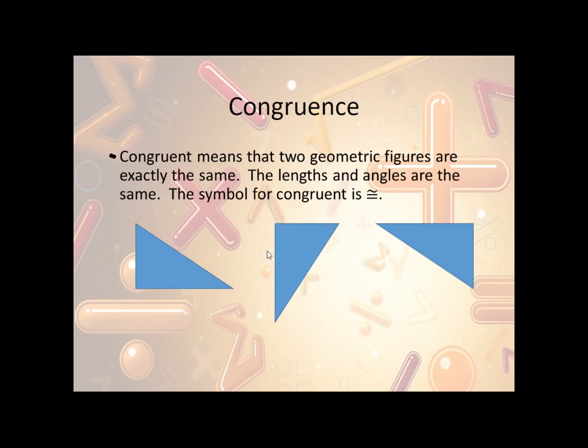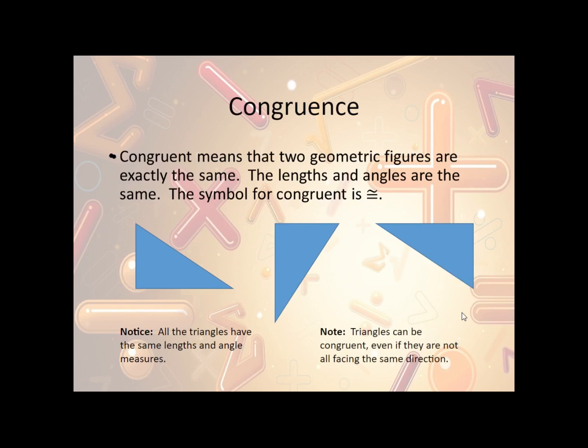Now, they're rotated a little bit, they're flipped around, they might look a little different, but the sizes are all the same. So they all have the same lengths. So this side and this side are the same, and this side. This side down here and this side are all the same. And all the angle measures are the same. This angle and this angle and this angle are all the same. This angle, and this angle are all the same, and so on. So triangles can be congruent even if they are not facing the same direction.